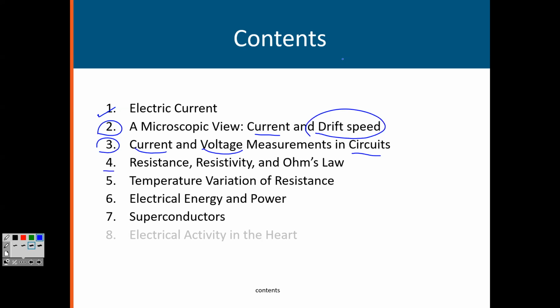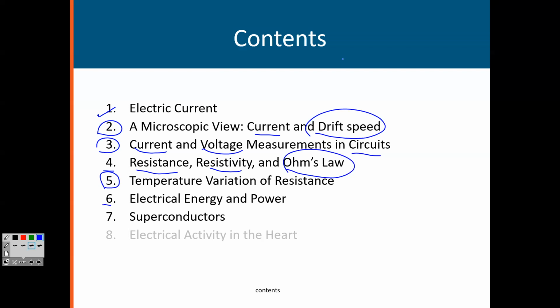Section 4, the resistance, resistivity, and something called Ohm's law. This resistance is a quantity that we derive from current and voltage measurements. And then there is Ohm's law that goes with that. Then we will see how this resistance varies with temperature in section 5.